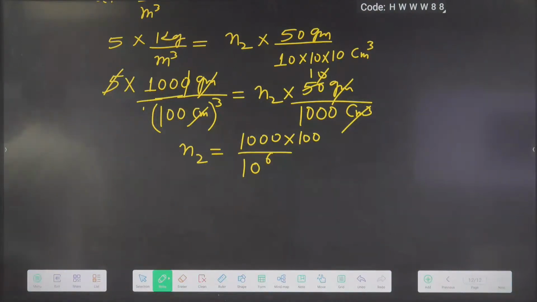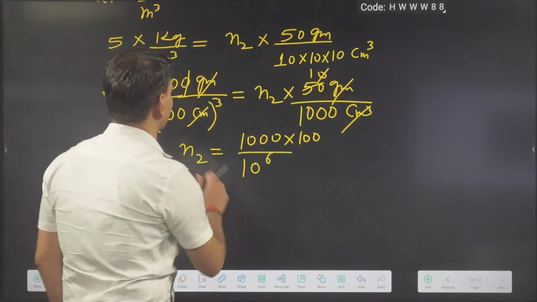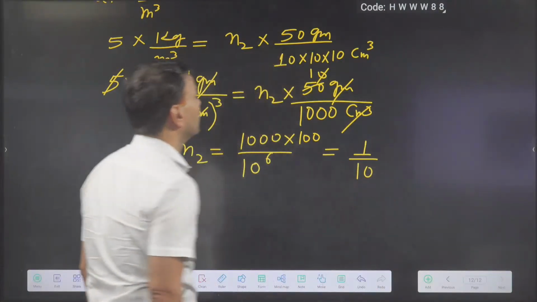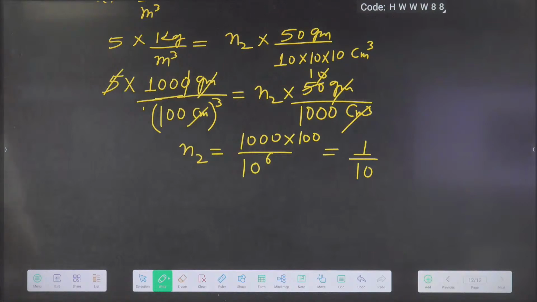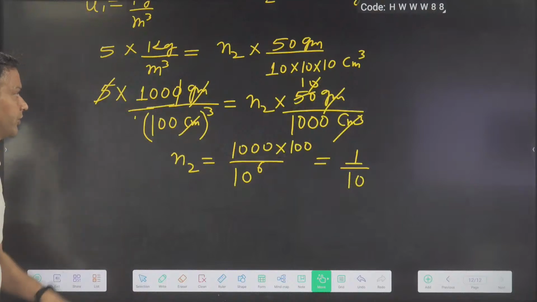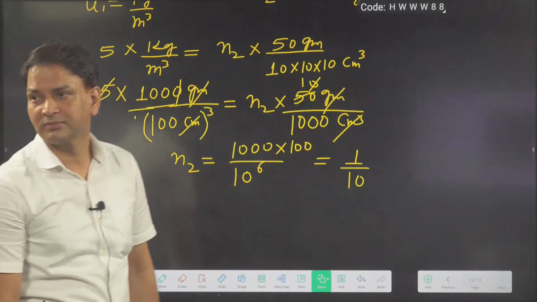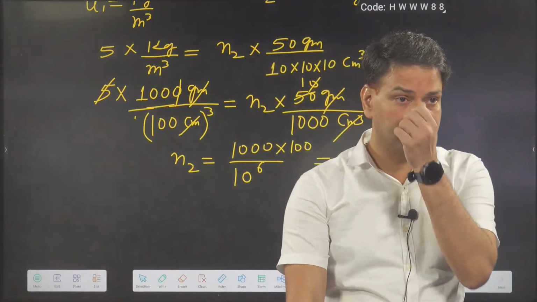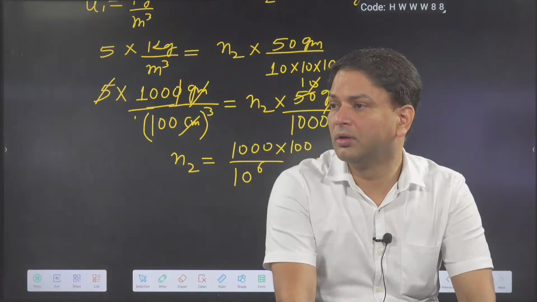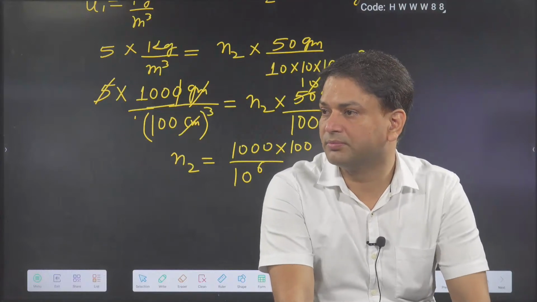Priya and Vamsi deleted his answer. So here what we are getting, it will be 10 to the power 6. Then what is the answer? 10 to the power minus 1, or 1 by 10. Unit of length what I gave? Mass I gave. That is okay, so 50 gram and unit of length is 10 centimeter. Everybody getting 1 by 10? So 5 kg per meter cube is equal to 1 by 10 in the new system.